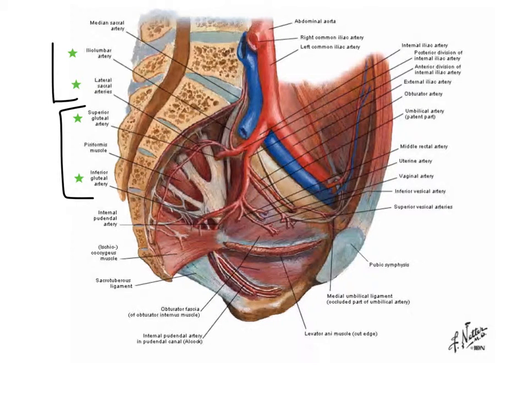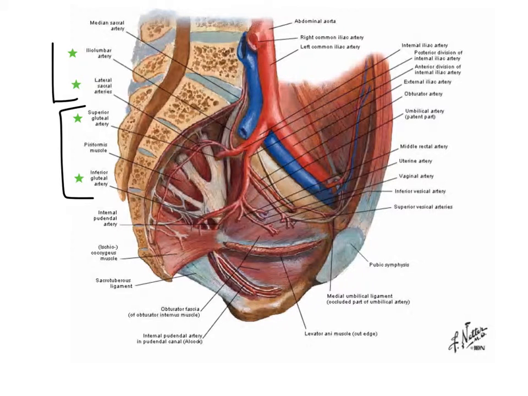So the iliolumbar artery can be seen right here on our diagram. It's actually going to go superiorly to both the psoas and the iliacus muscles, and then divide into the lumbar artery and the iliac artery. So we're going to see it coming out over here, giving off the iliac artery, and then the lumbar is going to continue more superiorly. The lumbar artery is going to supply the psoas muscle and the quadratus lumborum muscle, whereas the iliac artery is just going to supply the iliacus muscle.